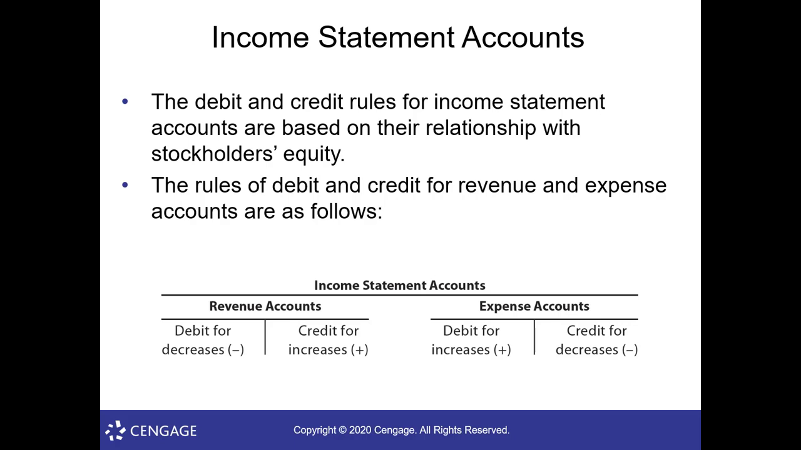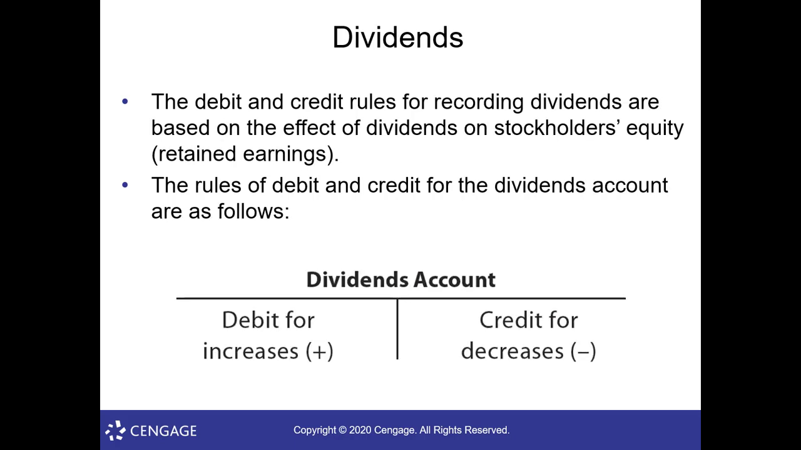The expense accounts act sort of like assets, but they're really negative revenues, negative retained earnings. So a debit will increase an expense account and a credit will decrease it. The same with a dividend account. Dividends are similar to expenses in that debits increase them, because dividends decrease retained earnings, which decreases stockholders' equity.